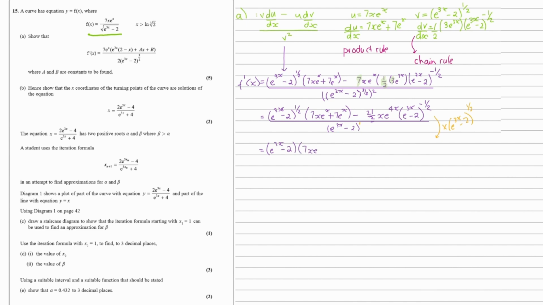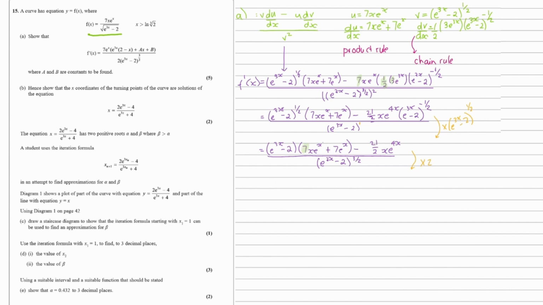We've still got the 7x e^x plus 7e^x minus 21 over 2 x e^(4x). And if we multiply our indices, minus a half plus a half would just be 0, so that second bracket would disappear. And then in our denominator, we can now have our (e^(3x) − 2) to the power 3 over 2. If we still look at the denominator, we can see that it's been multiplied by 2. So we are going to multiply all the terms by 2.